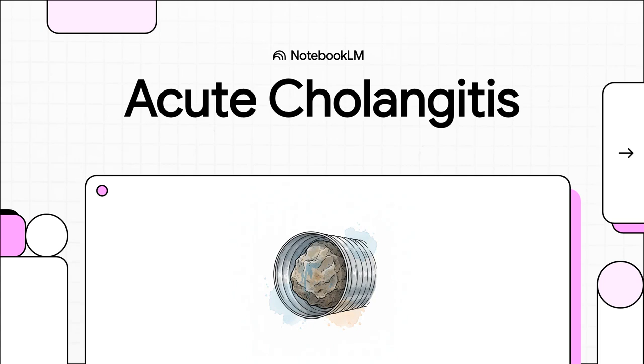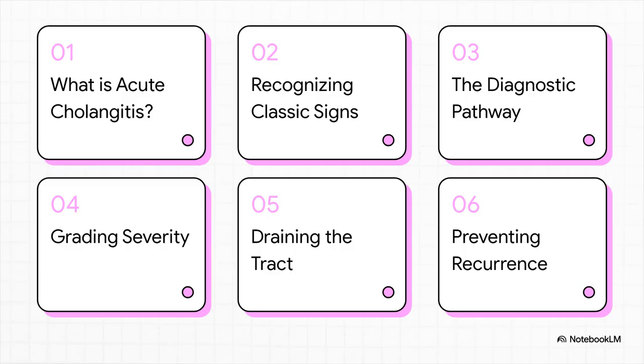Acute cholangitis. This is one of those conditions you absolutely positively have to have locked down. A patient can walk in with some pretty vague symptoms and then become critically ill in just a matter of hours. So in this explainer, we're going to build a mental model for this disease. We'll walk through the entire clinical journey, right from the moment the patient presents to their definitive management. Let's dive in. All right, we've broken this down into 6 key steps.